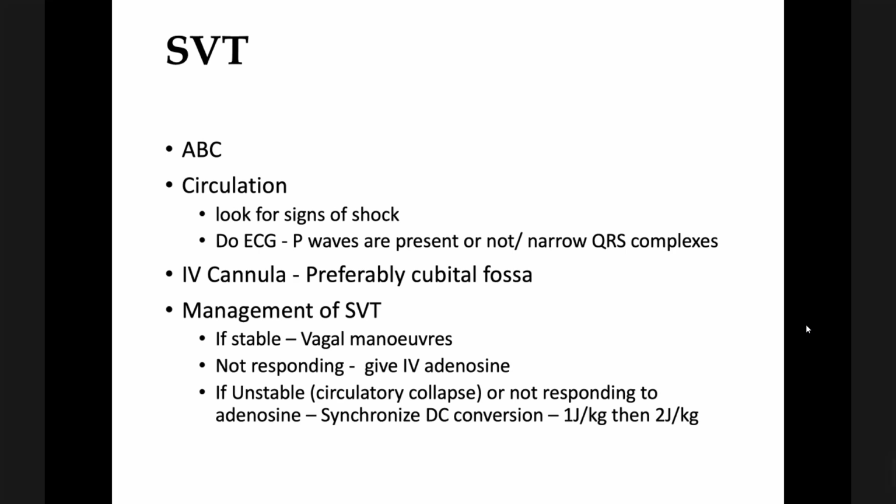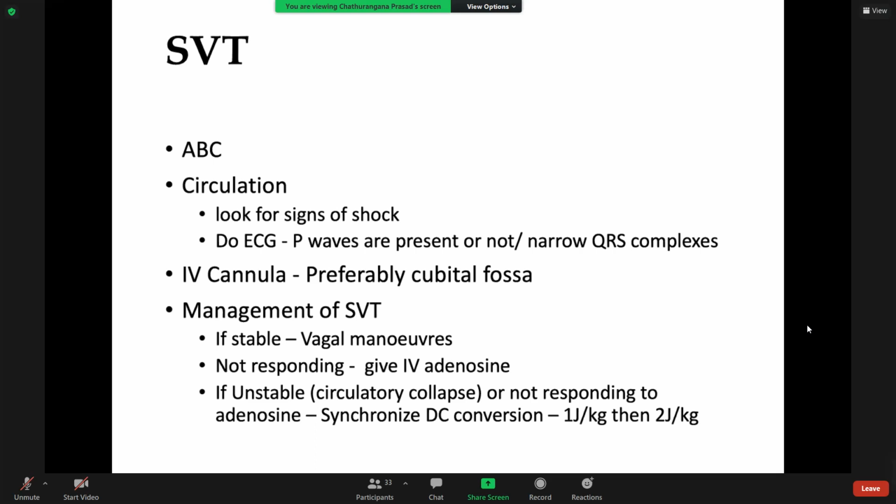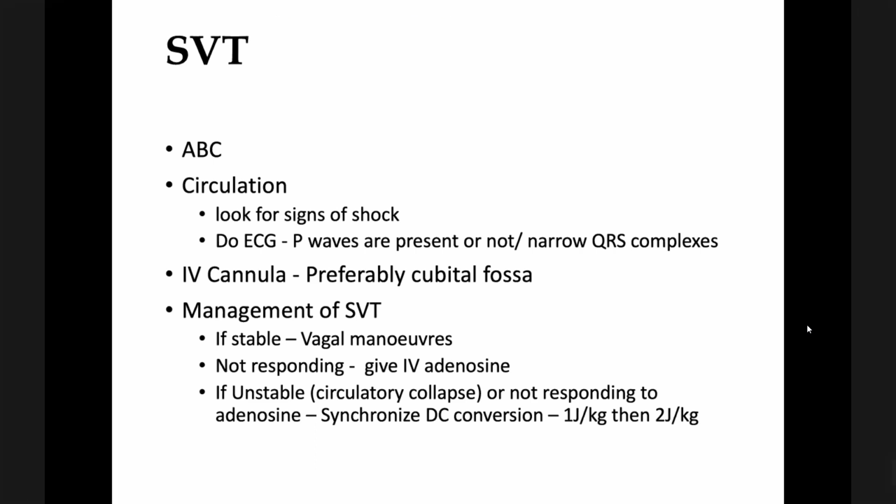So vagal maneuvers is you do certain procedures to increase the vagal output. Now, in small babies or small children, you can get some ice into a plastic bag. You can keep it over the face of the child. So when there is cold on the face, the vagal nerve starts reacting. Then in older children, you can try Valsalva maneuver, right? Where you ask the child to close the glottis and expire against the closed glottis. That will also activate the vagal system, which will bring down the heart rate.